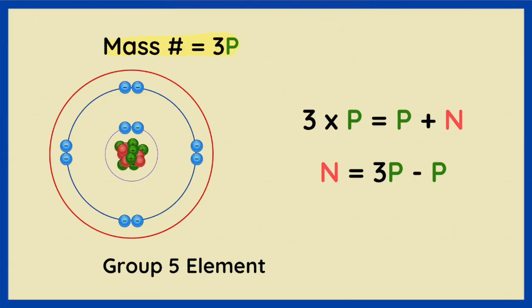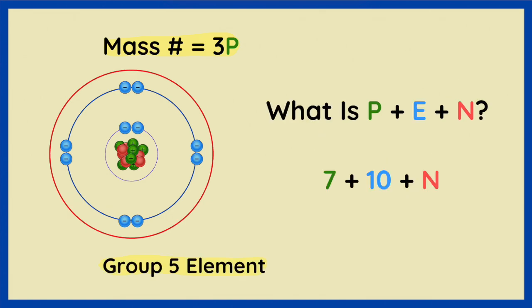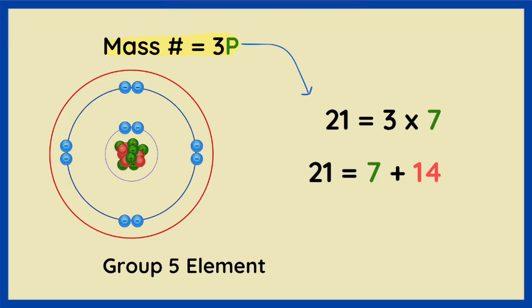We get n equals 3p minus p, which means that n equals 2p. In other words, there are 2 times as many neutrons as protons. So since there are 7 protons, there's got to be 14 neutrons because 2 times 7 is 14. And that works out because a mass number of 21 is in fact 3 times 7 protons.